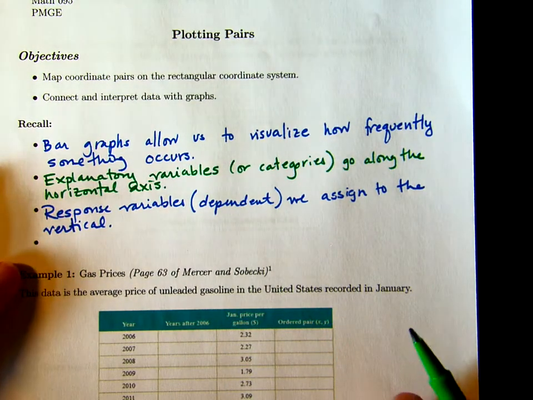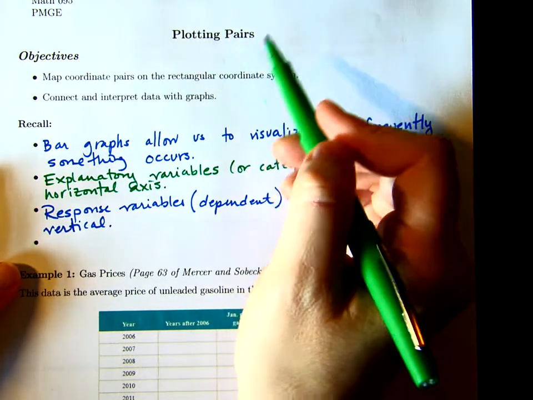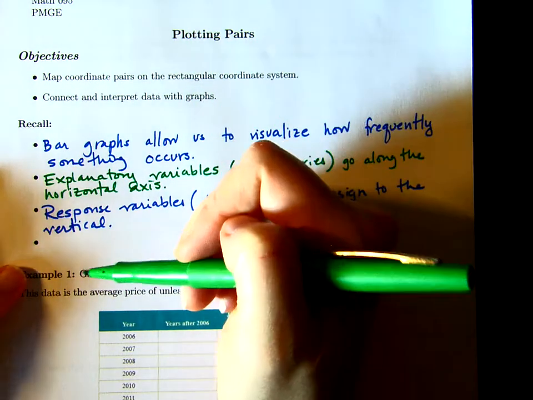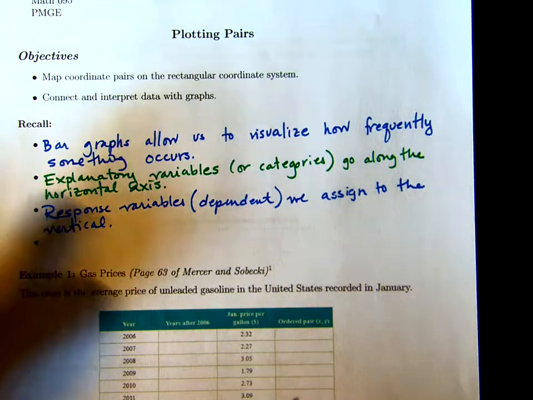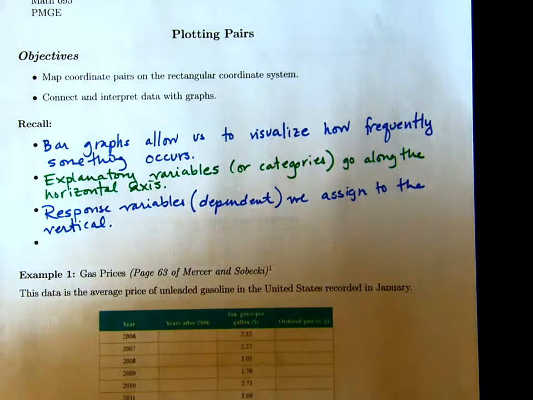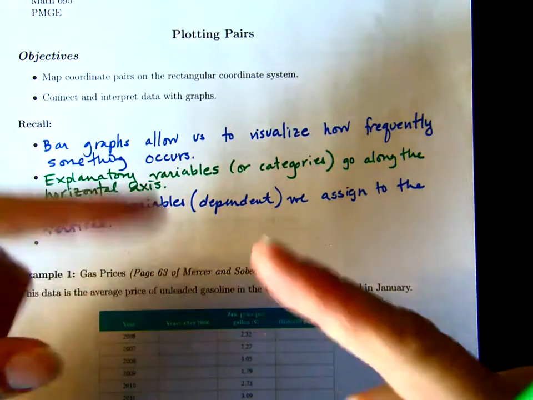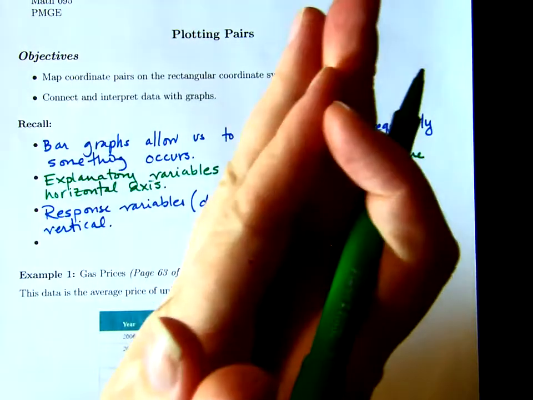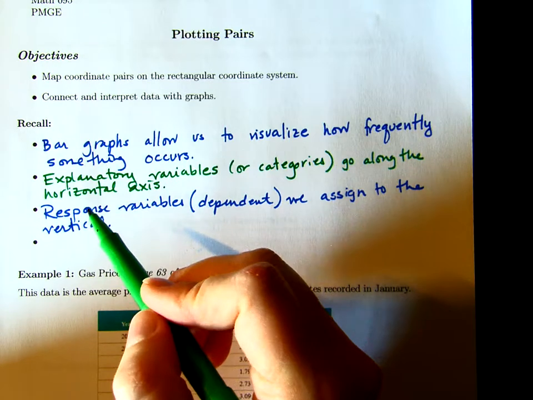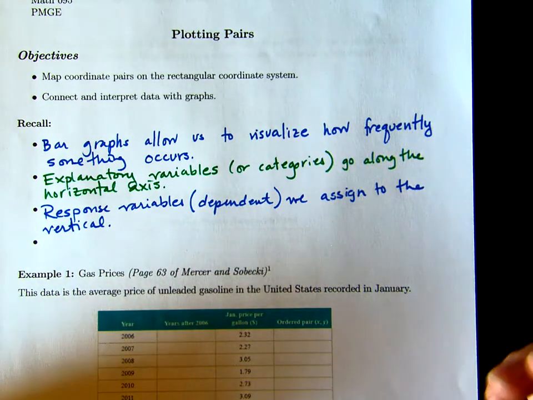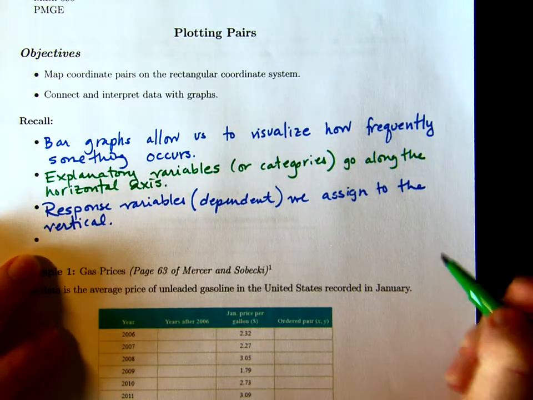Okay, and then my last recall is this. It's about coordinate pairs, because we are talking about plotting those pairs. So remember that coordinate pairs keep track of values that correspond to each other and go with each other. They're the explanatory followed by the response in 2D space.